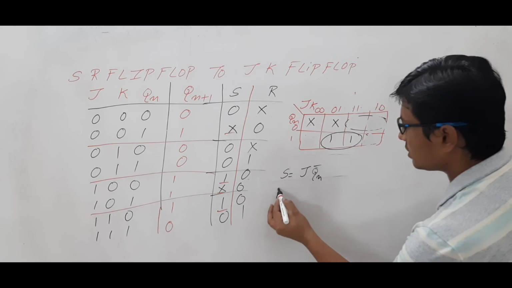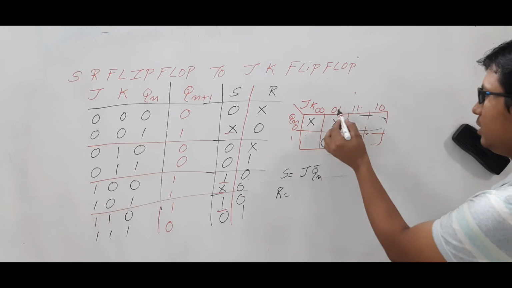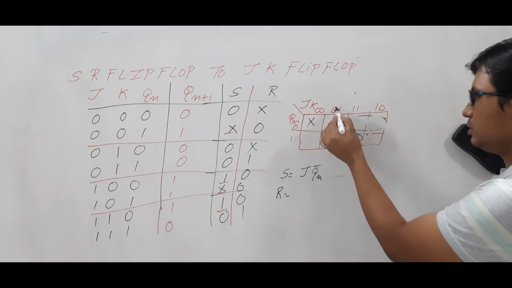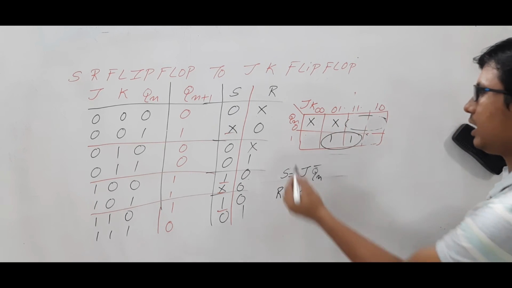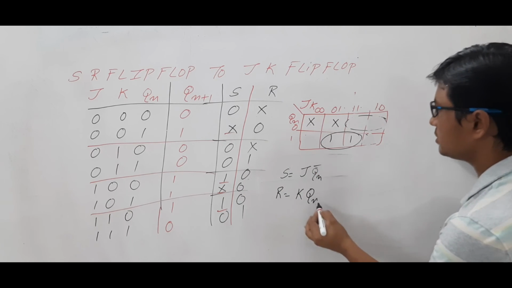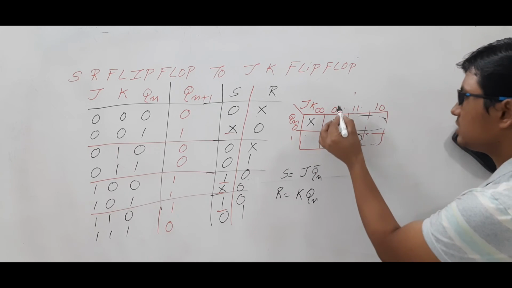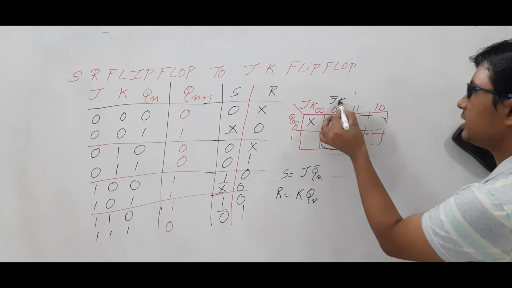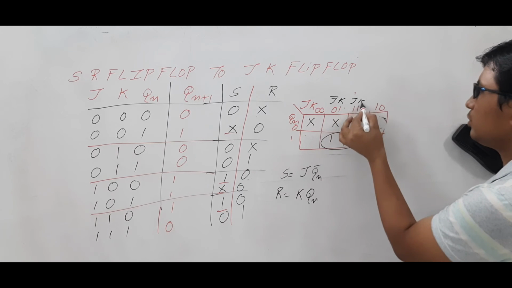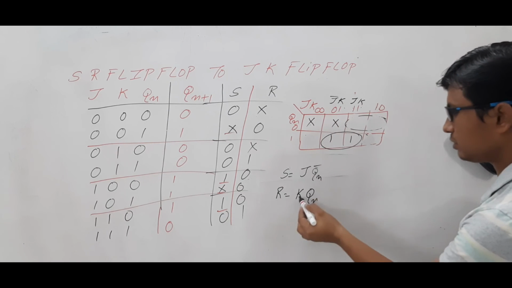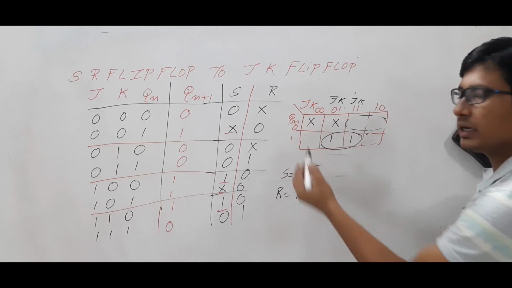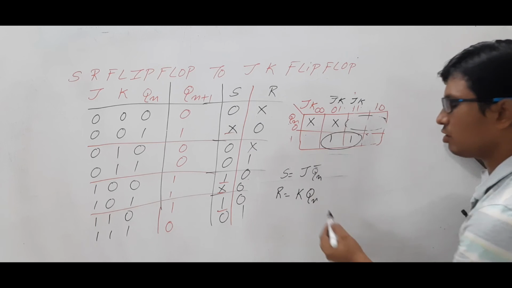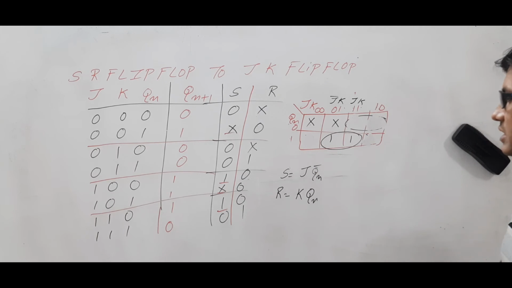Okay, R is equal to, what is common on the column side? 0, 1, 1, 1, which is K. And here you have the Qn. See how I am getting this? This is nothing but J complement K. This is JK. Now take which is common. K is common. That's why I am taking it here. And here it is Qn. And this is Qn complement. So Qn is common. Are you able to understand it or not?